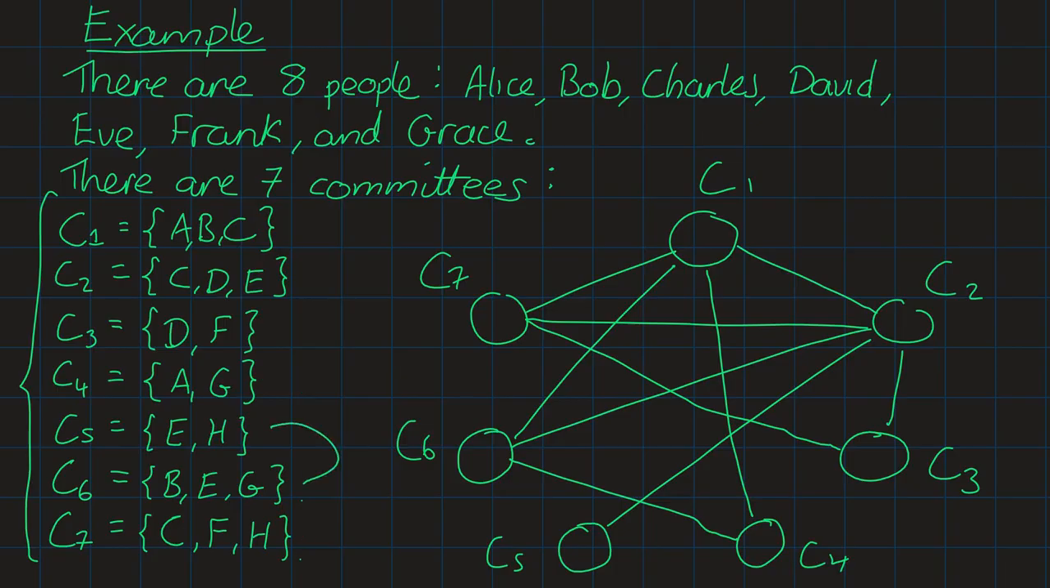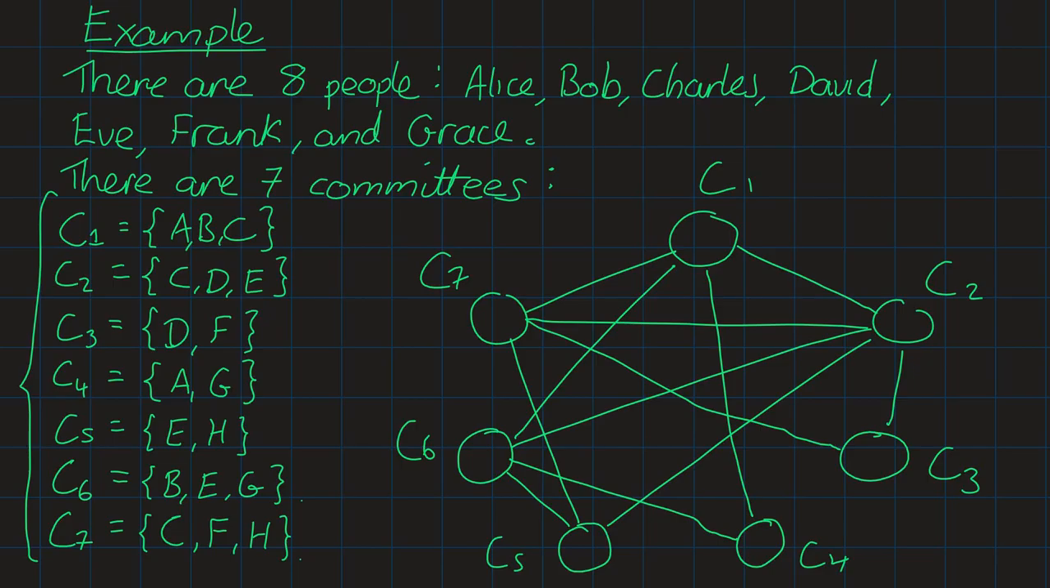4 and 7, no conflict. 5 and 6, Eve needs to be in both. So that's a conflict. 5 and 7, Harriet needs to be in both. So that's a conflict. Finally, 6 and 7, no conflict. Okay, so here's my completed conflict graph.